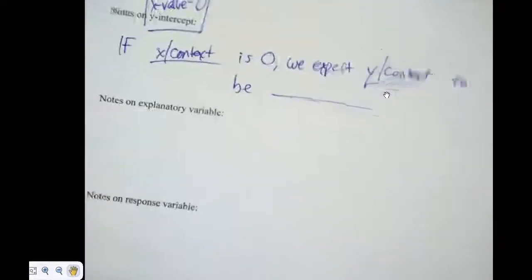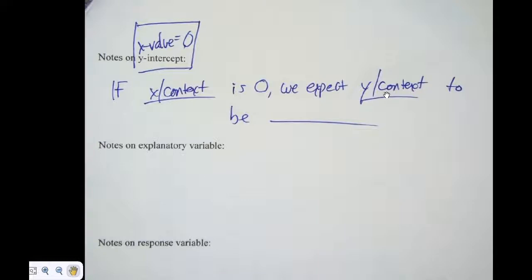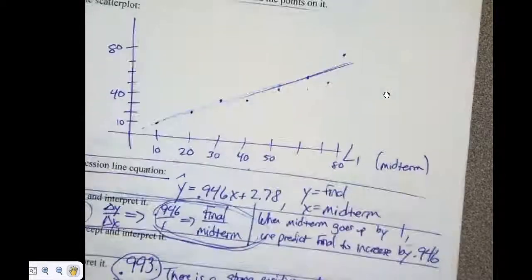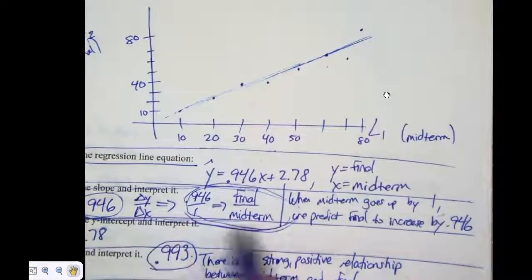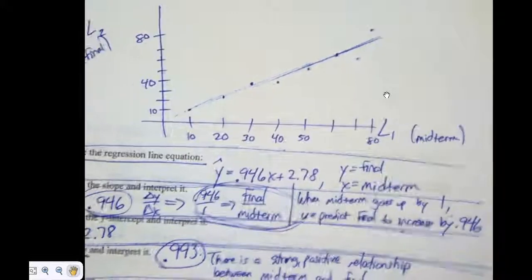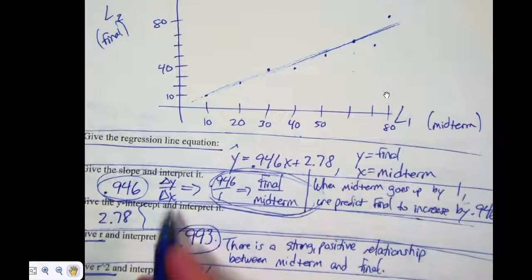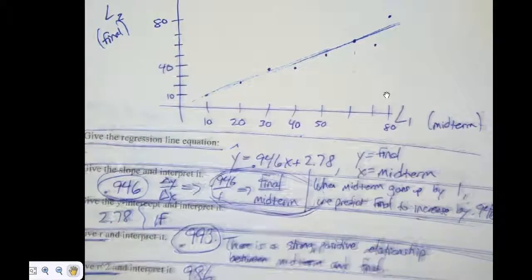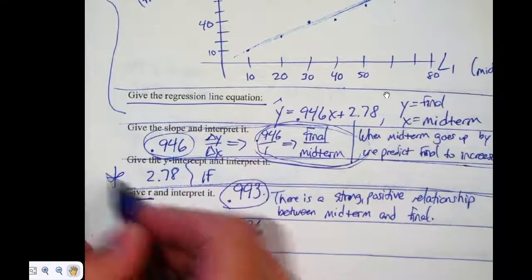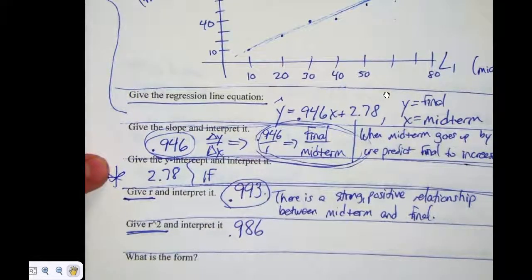So go back to the first one. How are you not done writing that yet? Good? Everybody else? Alright, so go to the first one here. Give the y-intercept and interpret it. So this would be, what's the x context in this one? So I'm right here. I know it's getting hard to tell. What's the x context in this problem?